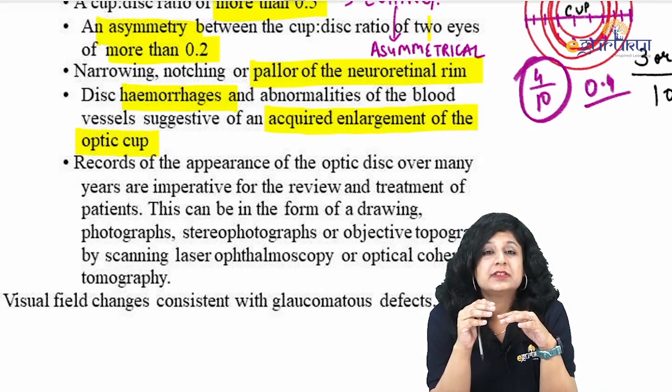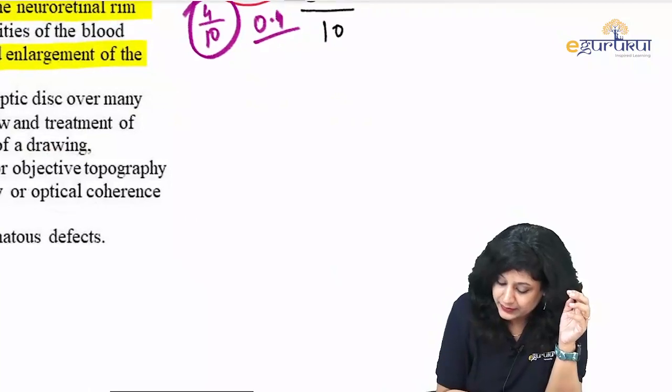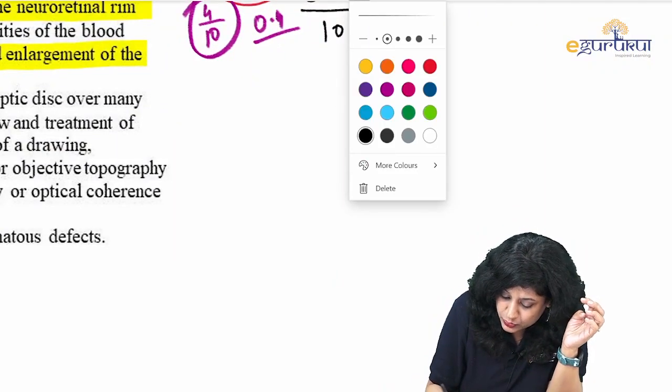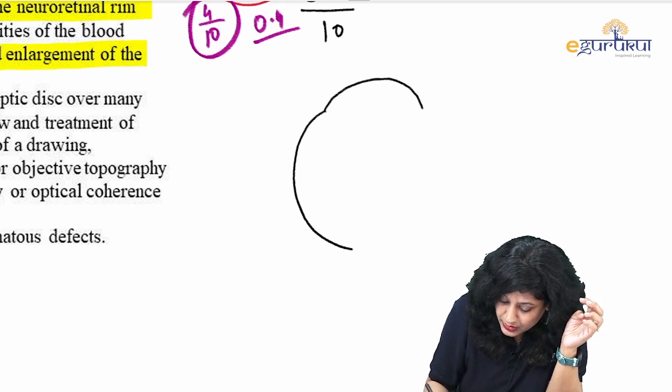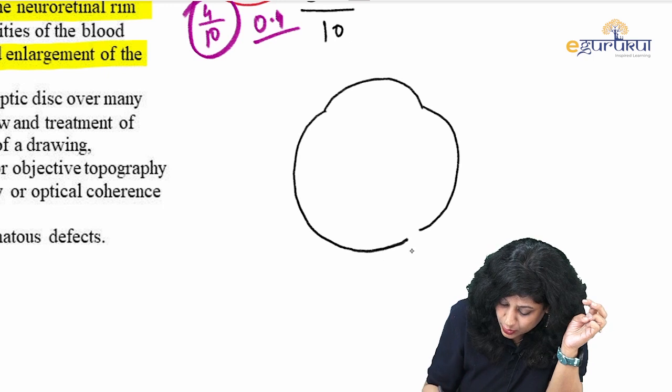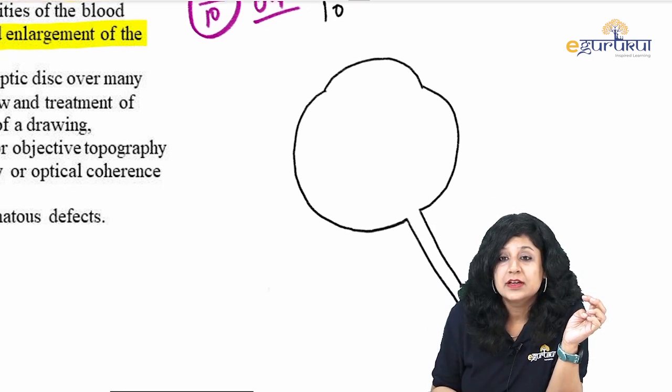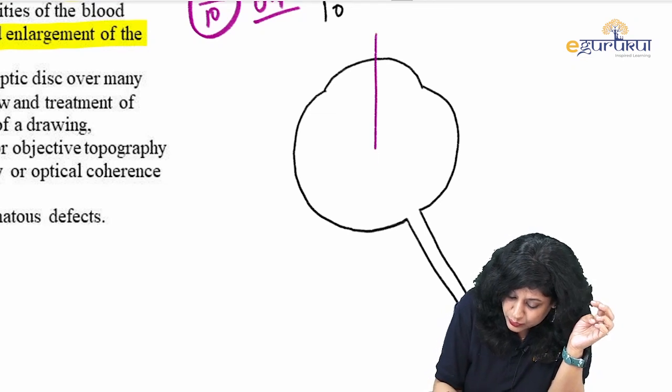See what happens due to the optic disc. Let me show you. Suppose this is your eyeball. Okay, this is your eyeball, and we have got this optic nerve on the nasal side, something like this. And I'll divide this into two parts.